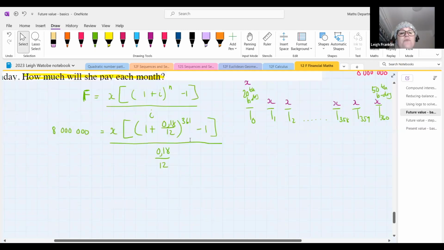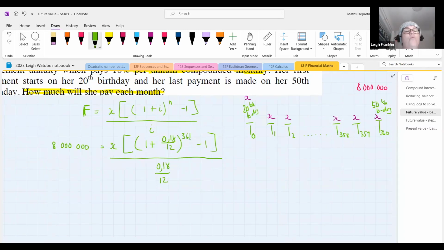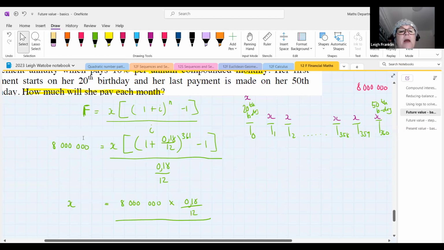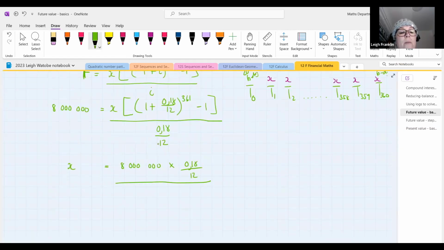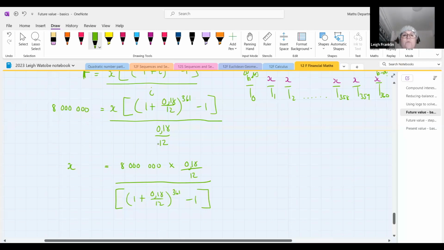So now we have to rearrange. We are going to solve for x by cross multiplying the 8 million with our denominator, the 0.18 over 12. And then to isolate the x, we have to divide by our square brackets, so that's to get our x on its own. This is quite a thing to put into our calculators, isn't it? Minus 1, and then we've got to close our brackets again. That's what we're doing.